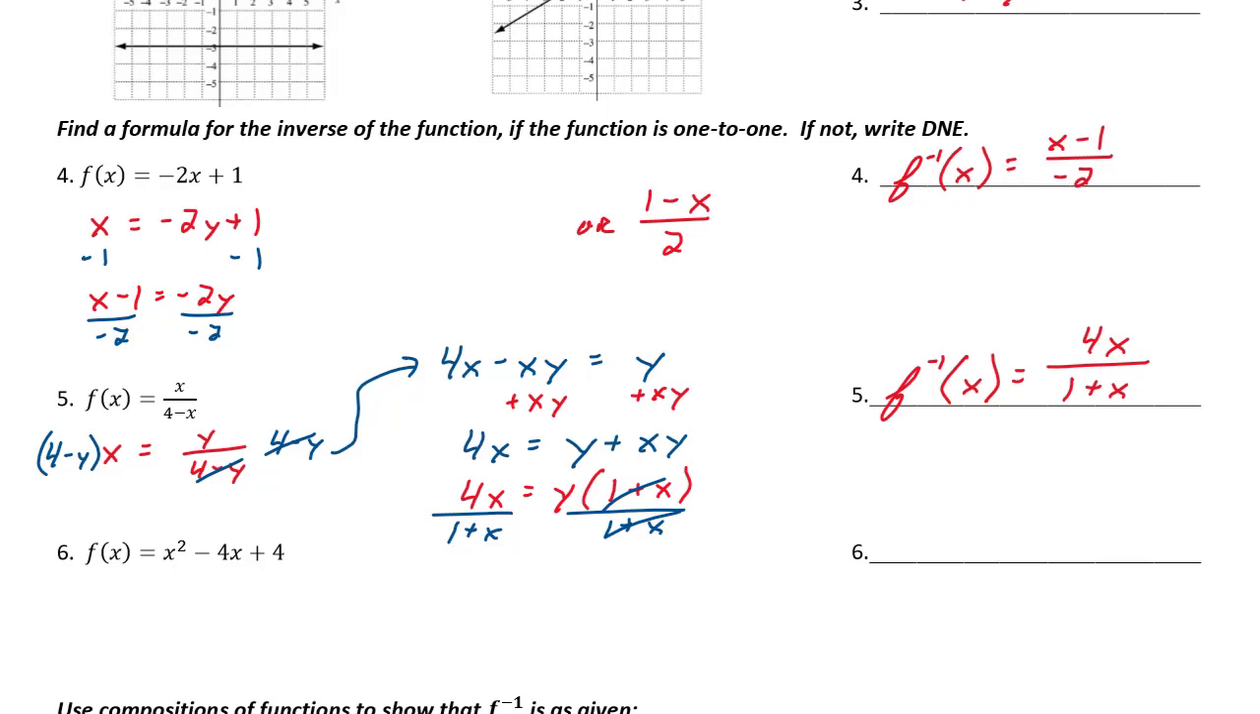For number 6, it just wants us to determine whether it's one-to-one. Well, this would be a parabola. That definitely fails a horizontal line test, right? If I draw a parabola, I could draw a horizontal line through it. It touches more than once. So this is one where the inverse does not exist unless I were to do some form of domain restriction, which the problem is not telling me to do.